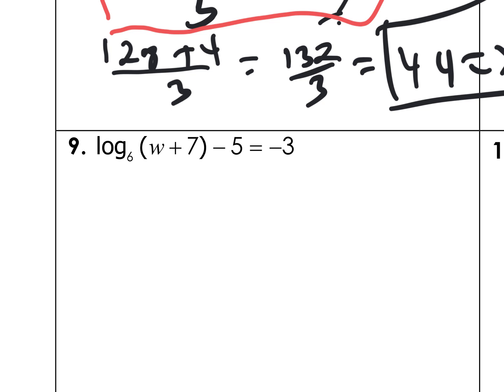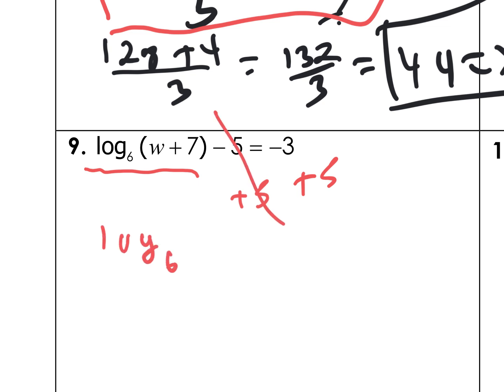The only thing that is stopping me on number 9 is the log is not by itself. This log needs to be by itself. So let me add 5 to both sides. Get rid of this right here. So that turns into log base 6 of W plus 7 is now equal to a negative 3 plus 5, which is a 2. So here goes.